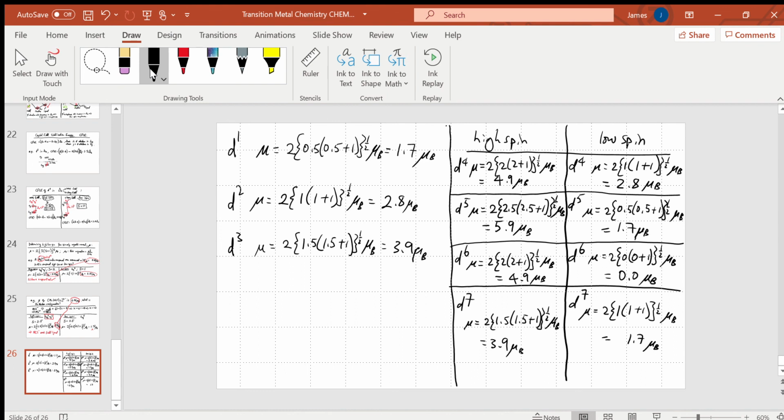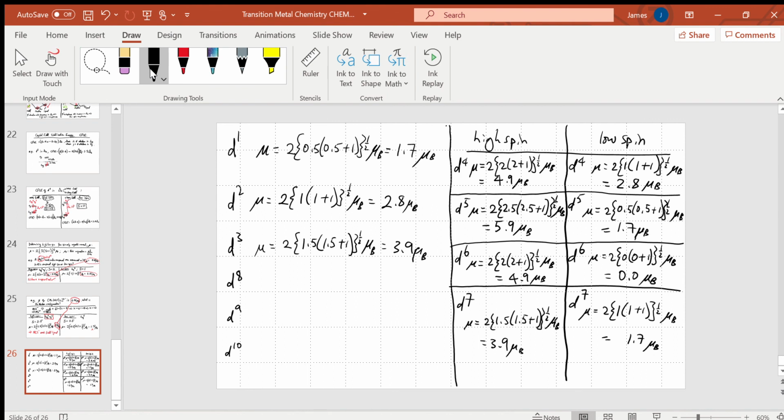Okay, so there are the ones where we have to worry about high spin and low spin. Let's get back to D8, D9, and D10, where we don't.